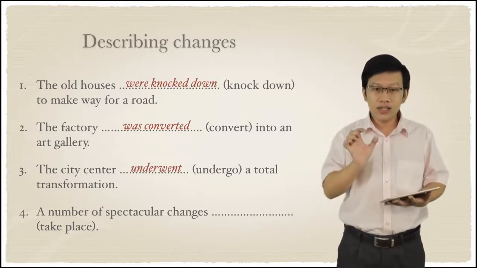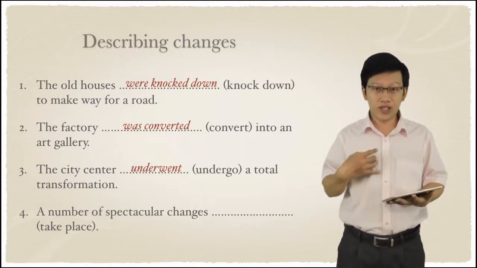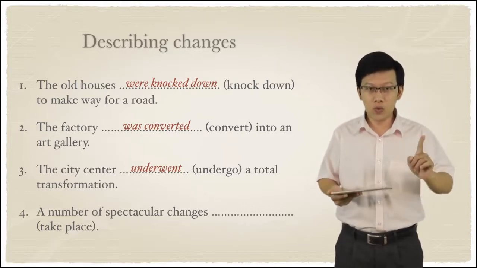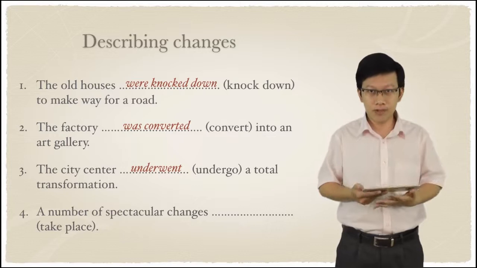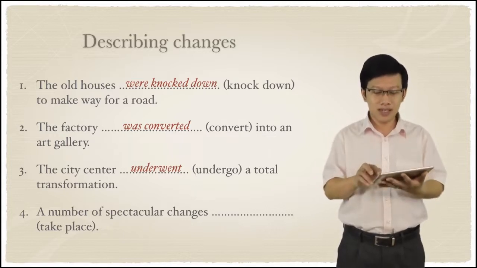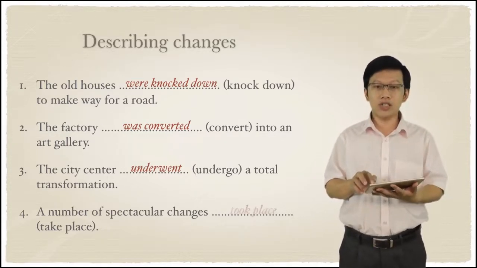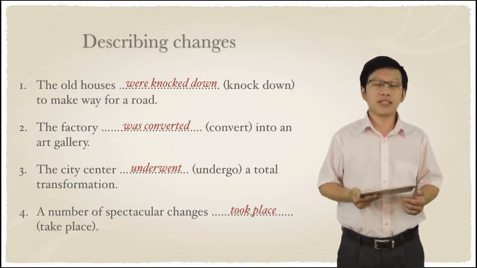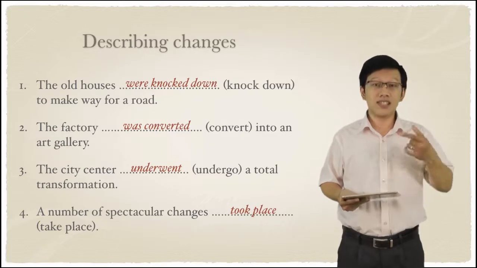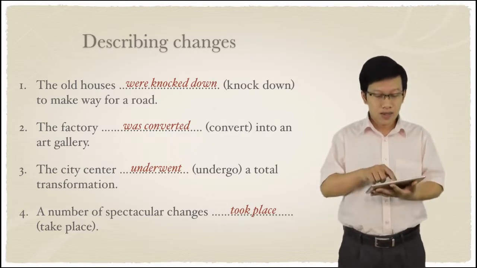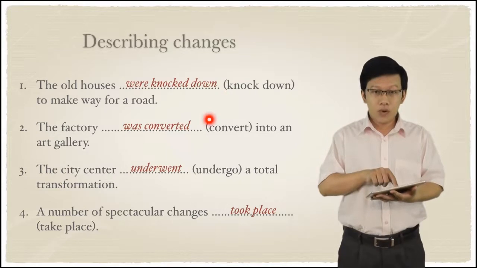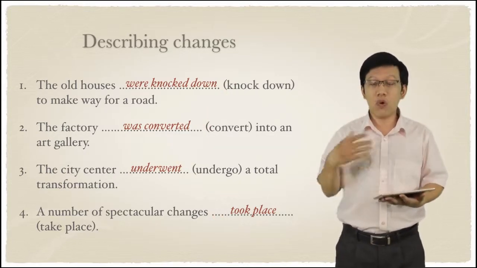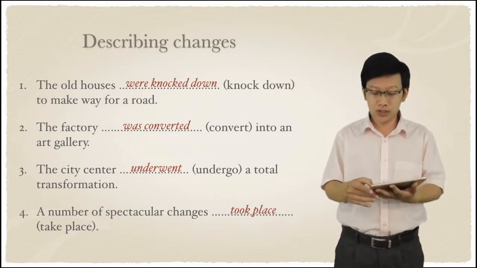You see, undergo is a verb, is an action that the city center can do by itself. It underwent a change. It underwent a transformation. Remember that? Lastly, what took place? So a number of spectacular changes took place, right? Now this is in the active voice. Passive voice, active voice, active voice. Try to determine which voice you need to use as you're describing changes.